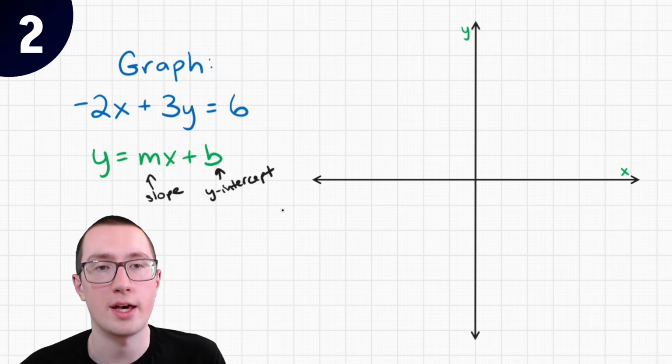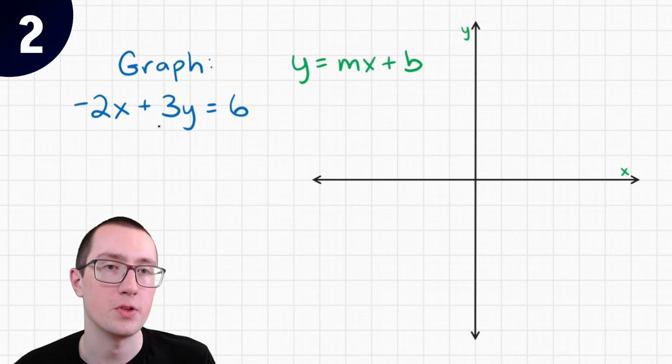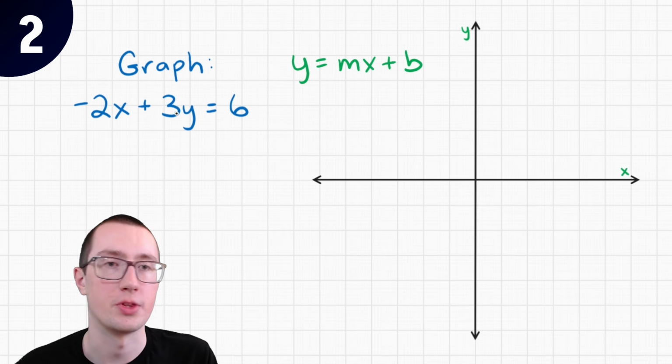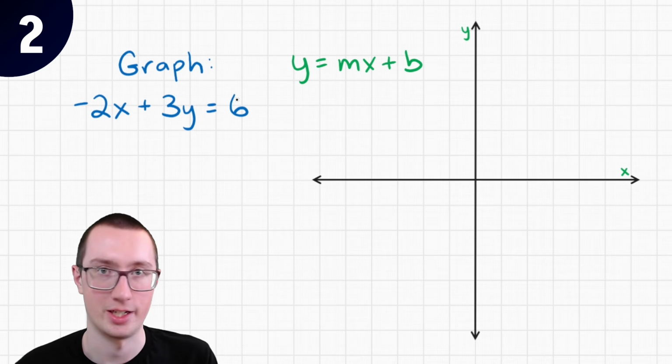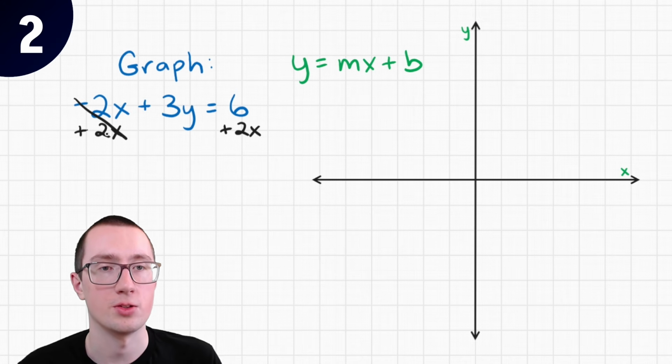And the way that we're going to do that is by getting y by itself, because in y equals mx plus b, y is by itself. So to get y by itself, let's first get rid of this minus 2x, because we could get rid of the 3 first, but then we'd have to divide everything by 3, and it would just get complicated. So this is a minus 2x, so I'll do the opposite of minus, which is plus, and add 2x to both sides. So these cancel out.